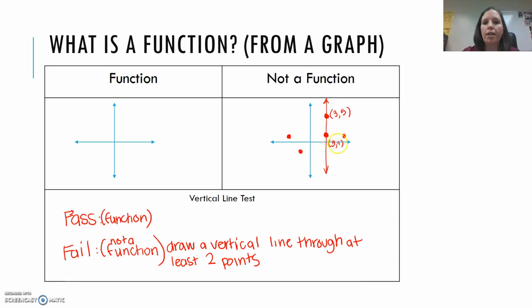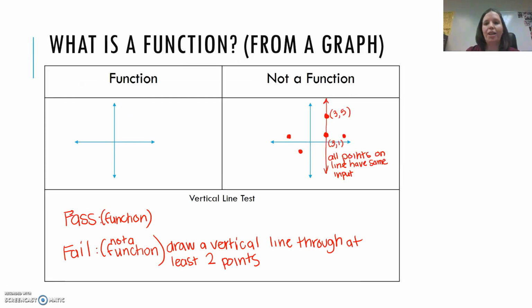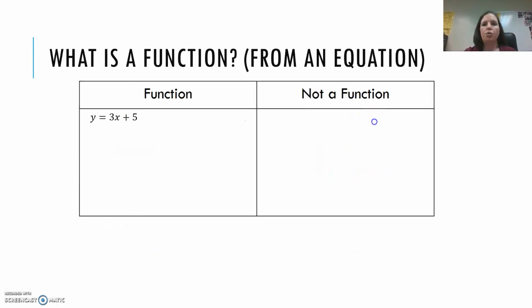Because look at what a vertical line has. All points on the vertical line, what do they have in common? They all have the same input. So if you're hitting more than 1 point with that vertical line, that means you have multiple outputs. These 2 points both share 3 as the input, and because there are 2 different points, they have 2 different outcomes.